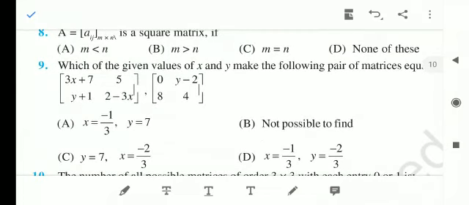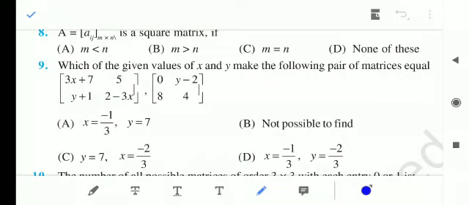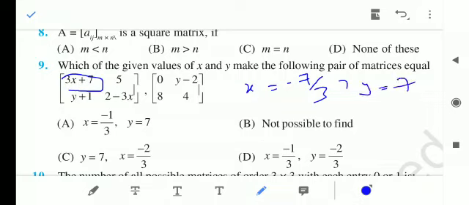Look at question number 9. Which of the given values of x and y make the following pair of matrices equal? Here you can see 3x plus 7 equals 0. So x equals minus 7 by 3. And here y plus 1 equals 8. So y equals 7. And here 2 minus 3x equals 4. So x equals minus 2 by 3. So we have x equals minus 2 by 3, y equals 7, and x equals minus 7 by 3.